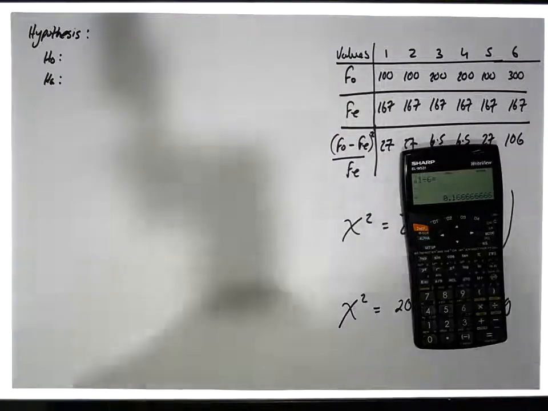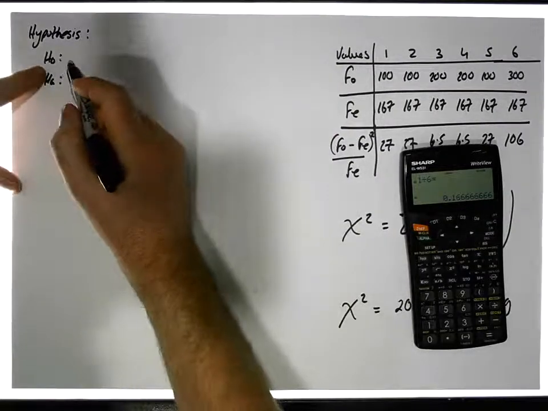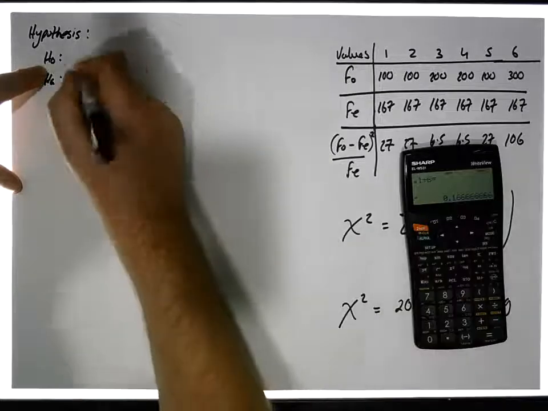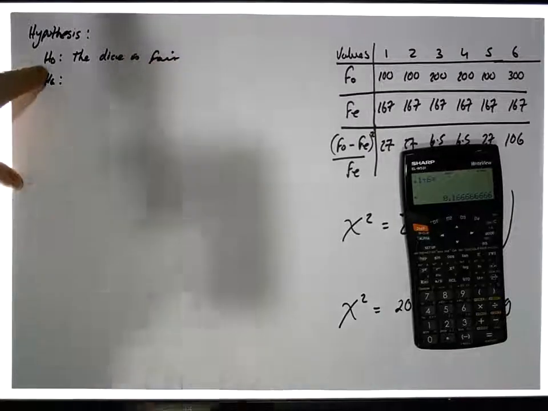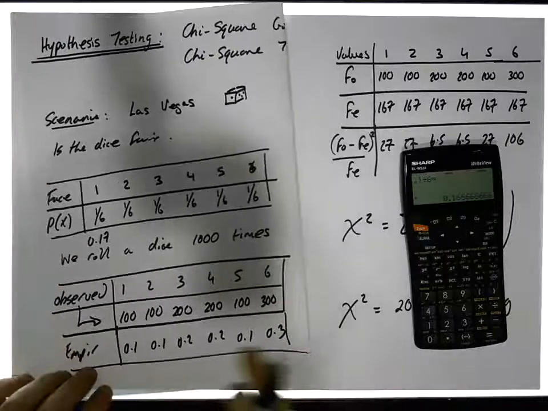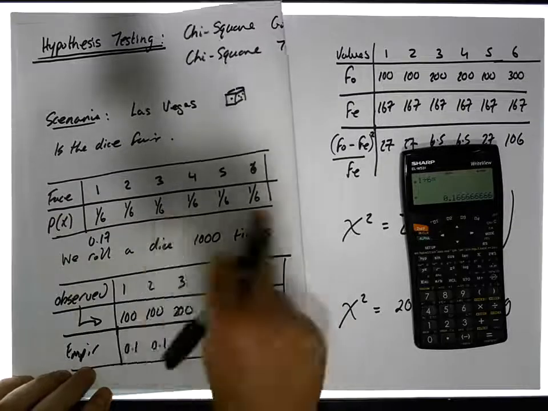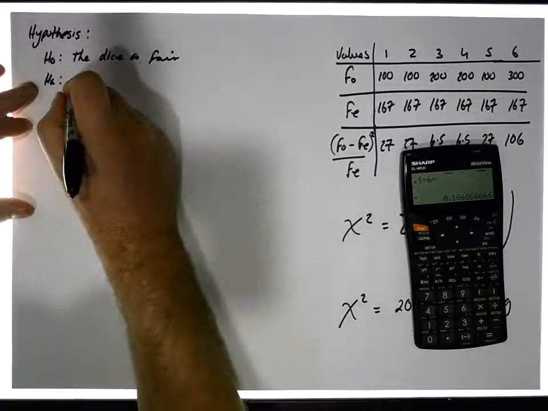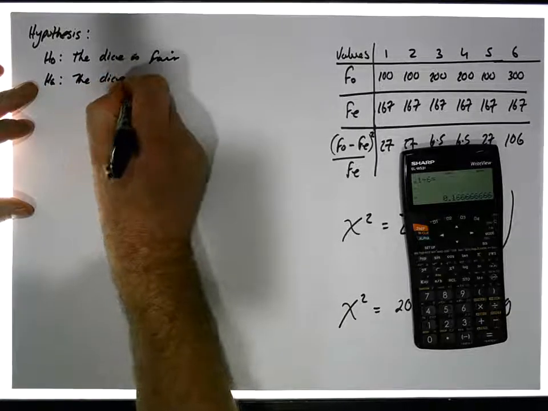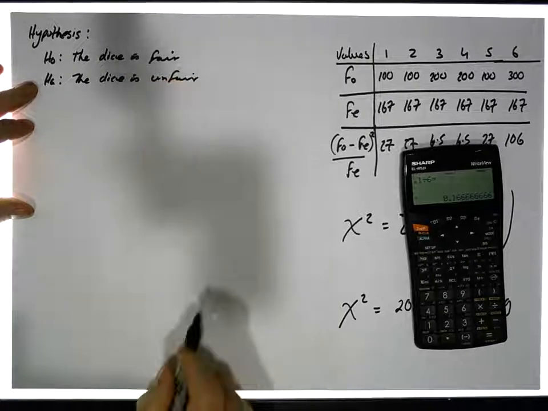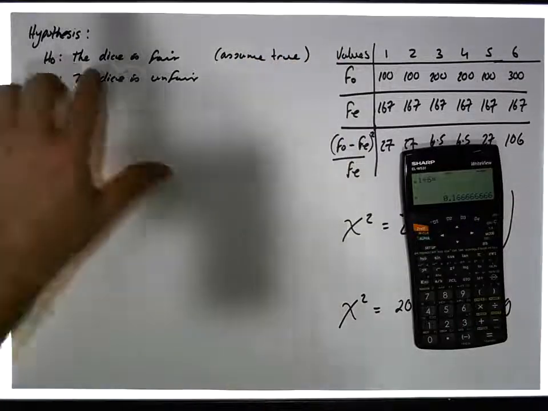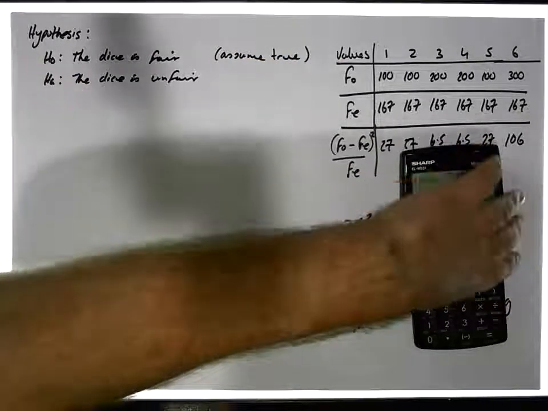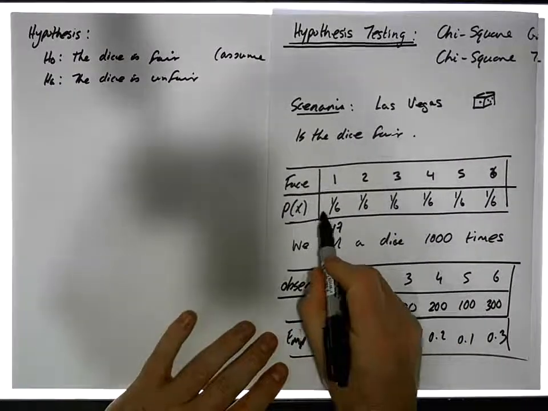So H0 would be that it does fit. In other words, the dice is fair, because this data fits this data here, and this is the fair situation, which is what we're going to assume. The alternative is the dice is unfair. We're going to assume the null to be true. Assuming it true doesn't make it true. So we assume the null position that the dice is fair. In other words, we're assuming that the expected frequencies are these things here.